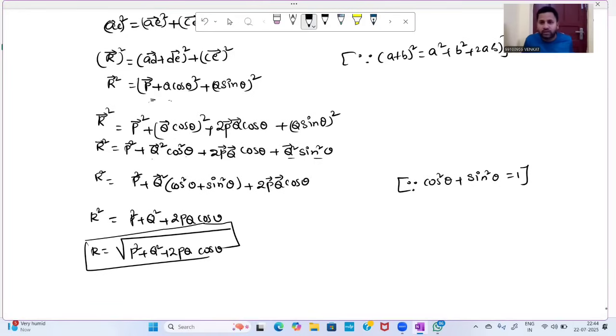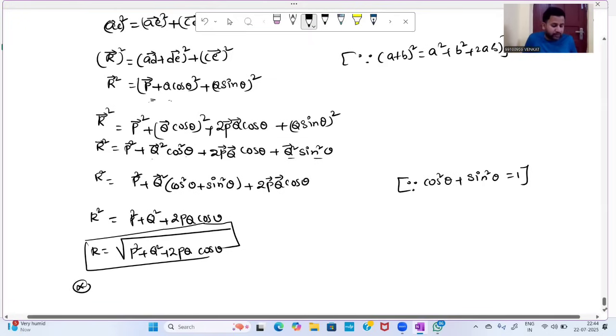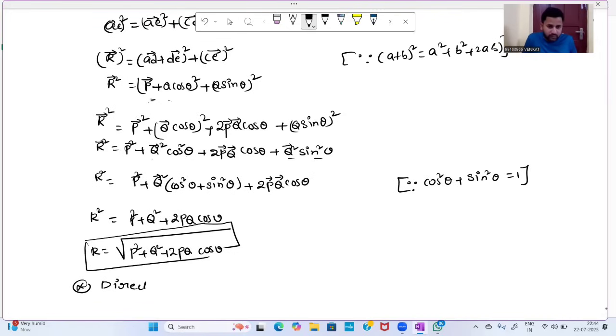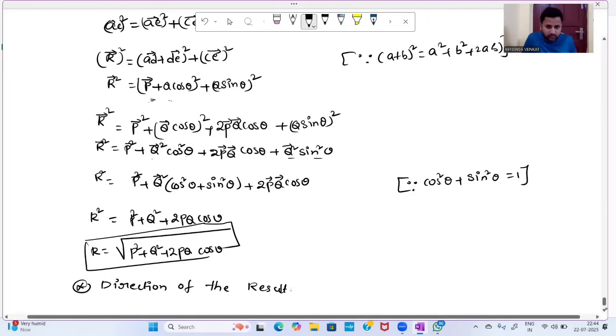So now the resultant magnitude is done. Then the direction of the resultant vector. Next, we can write the direction of the resultant. So now we can find the direction of the resultant.